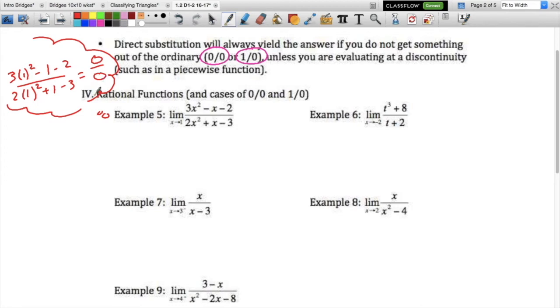Because direct substitution didn't work and I get 0 over 0, here is a little hint for those of you who are thinking deeply about this already. If I plug in a 1, and both the numerator and denominator equal 0, it means they share a common factor. And that factor is x minus 1. They must both have an x minus 1 in them in order to both equal 0 when you plug in a 1.